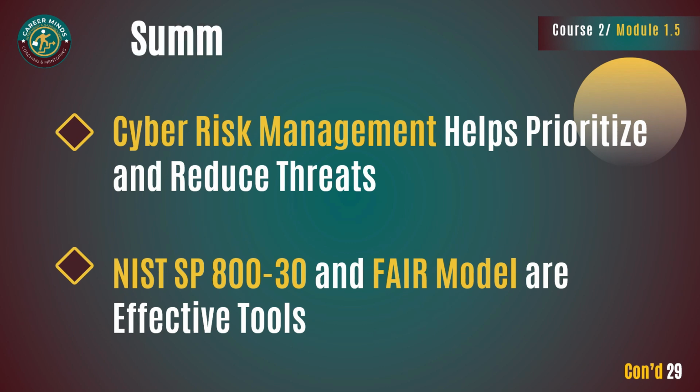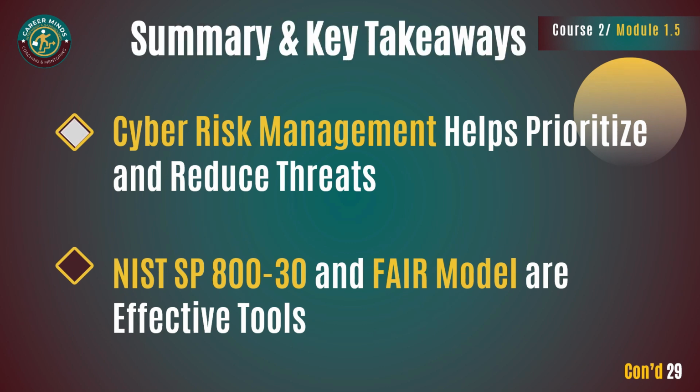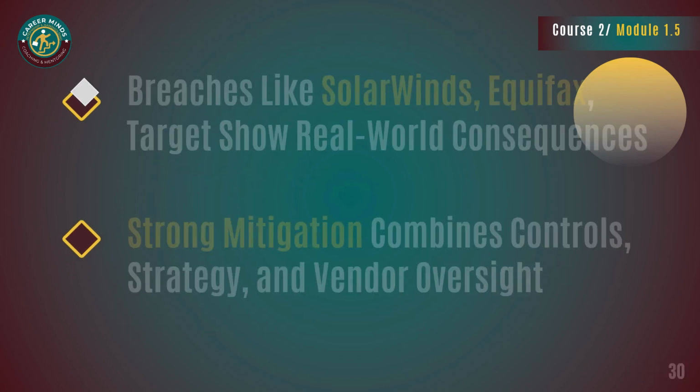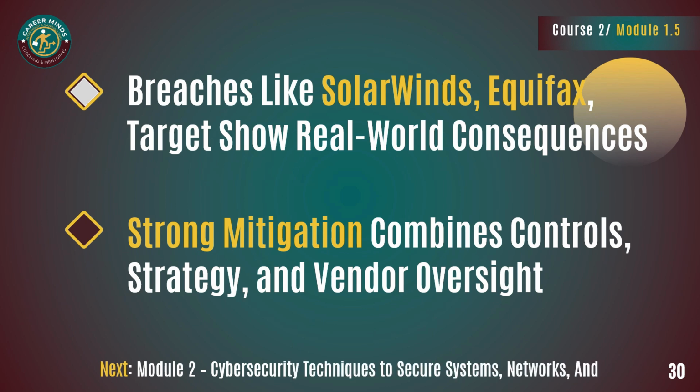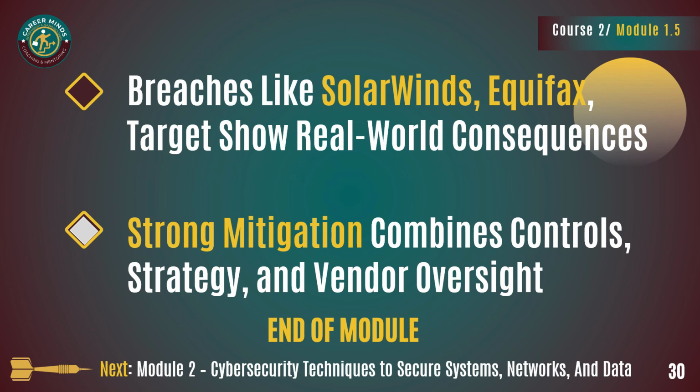So what are the summary and the key takeaways here? We'll go through what we've learned in this module one after the other. Number 1, cyber risk management is essential for prioritizing threats and reducing harm. Number 2, techniques like NIST SP 800-30 and the FAIR model help to evaluate likelihood and impact. Number 3, real-world breaches like SolarWinds, Equifax, and Target reveal the high cost of weak risk oversight. And number 4, strong risk mitigation includes a blend of technical controls, strategic planning, and third-party evaluation.